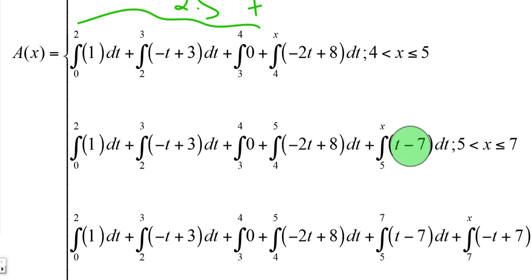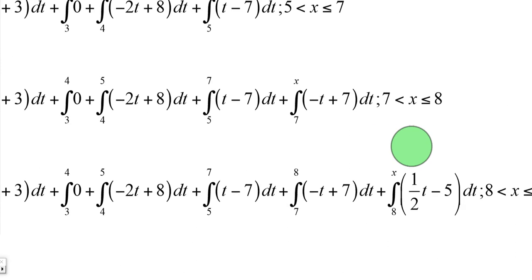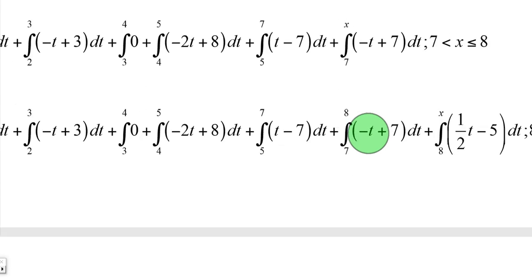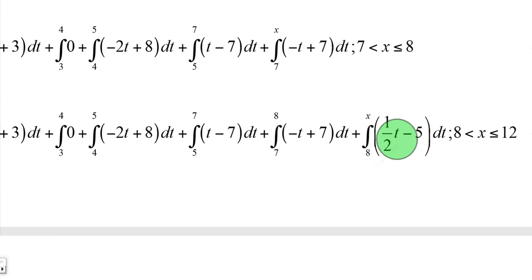If we were going from 5 to 7, we have a different formula, which is t minus 7. And if we are going from 7 to 8, we have a different formula. It changes to -t plus 7. And then finally, we go from 8 to 12. That formula is 1/2 t minus 5.